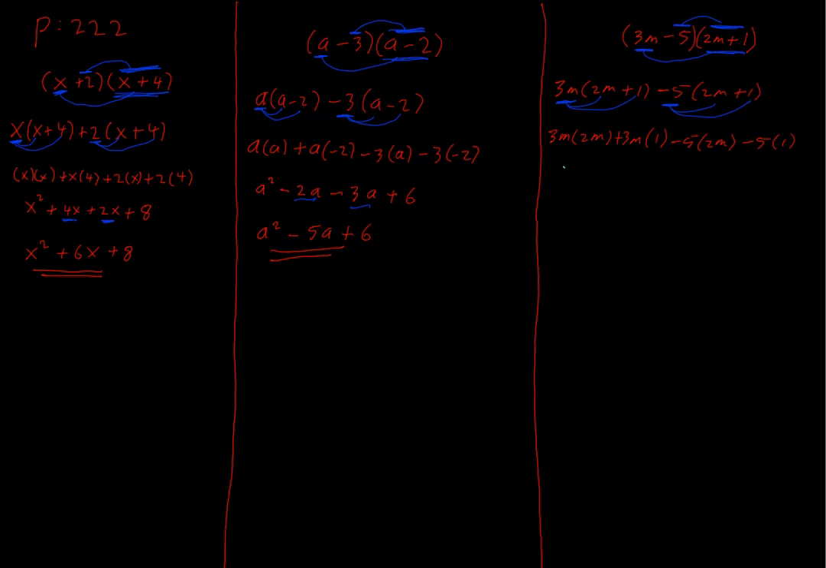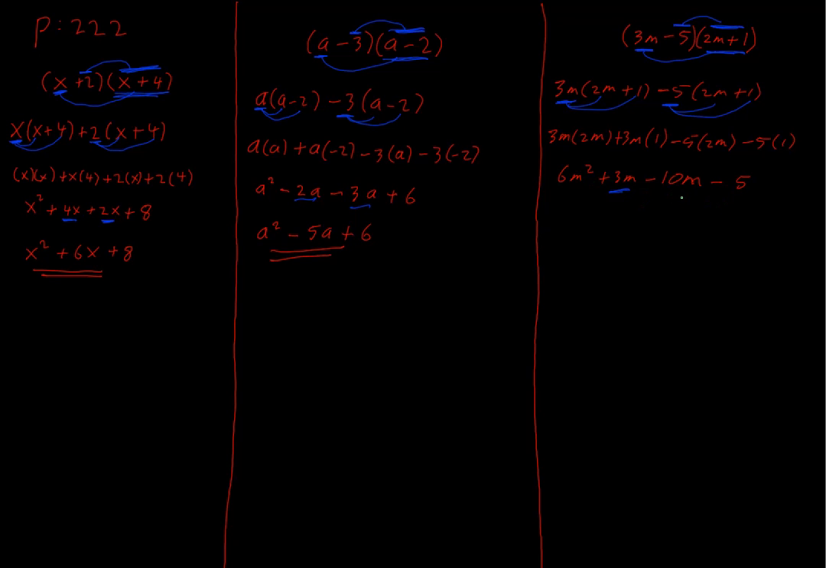So 3 by 2 is 6. M multiplied by m would be m squared. 3 multiplied by 1 is going to be 3, and I have my multiplied by m. Minus multiplied by plus is going to give me minus. 5 multiplied by 2 is going to give me 10. And I have multiplied by m. And then I have minus multiplied by plus is going to give me minus, and 5 by 1 is going to give me 5. So now I see, do I have any like terms?